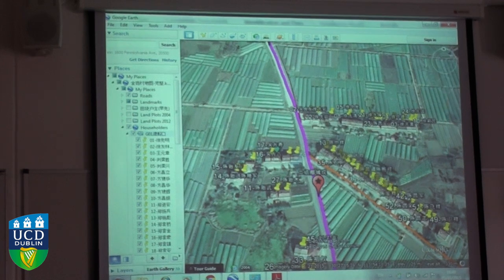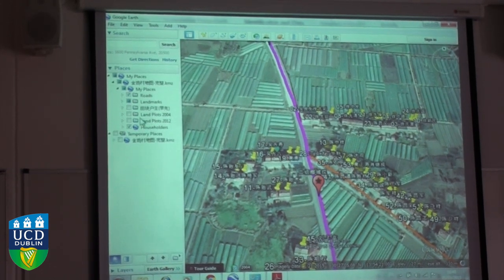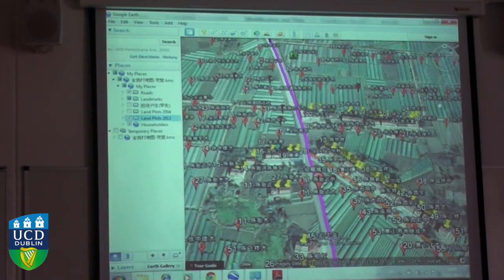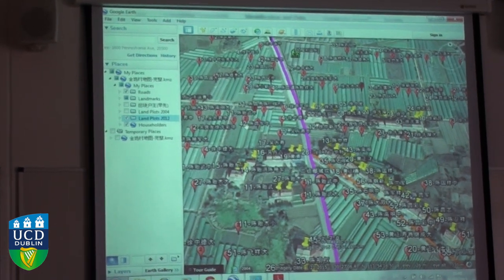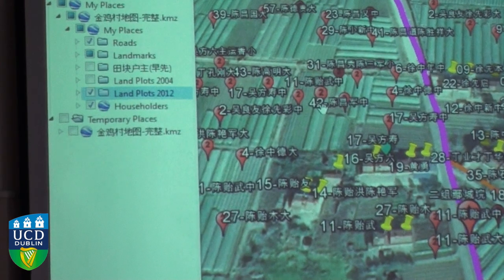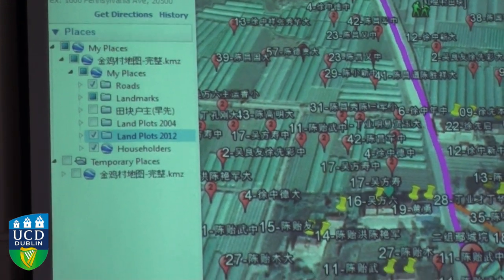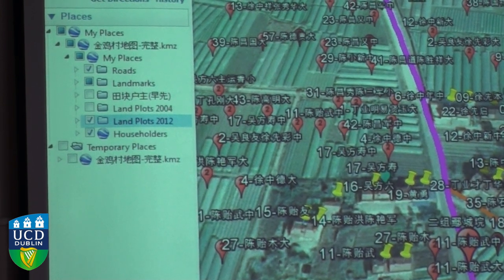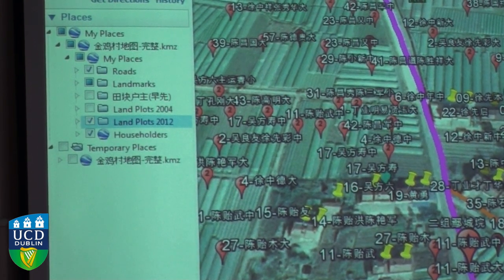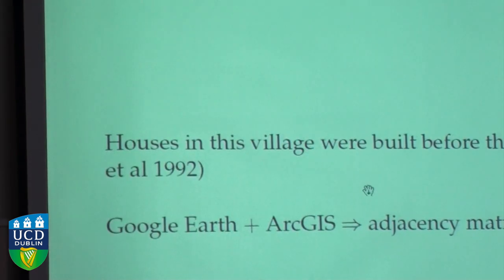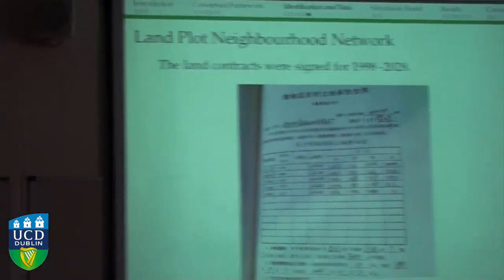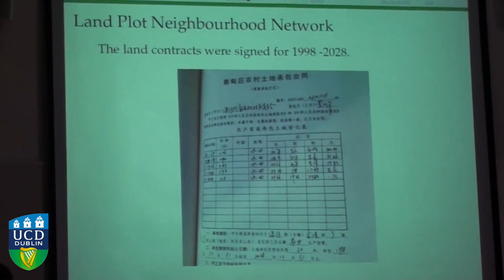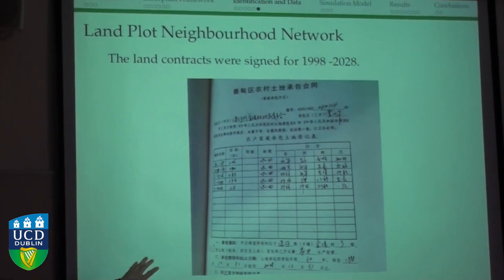And here we also record all the land plot data. So these are the land plots. The number indicates the number of the group. These are the lands, and these are the households that own the land. But when we create the adjacency matrix for the land plot neighborhood, we don't use this; we recorded this for another purpose. We have another document which is even more accurate for creating the adjacency matrix, which is the land contract.